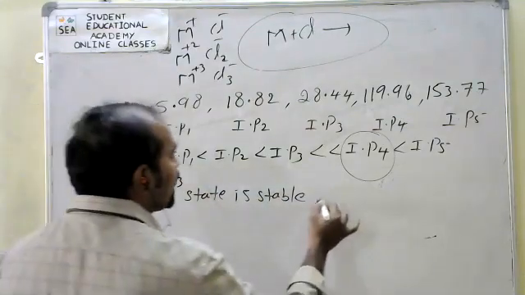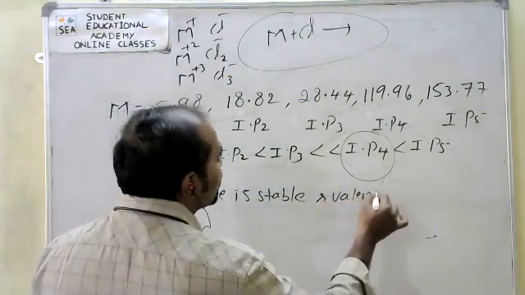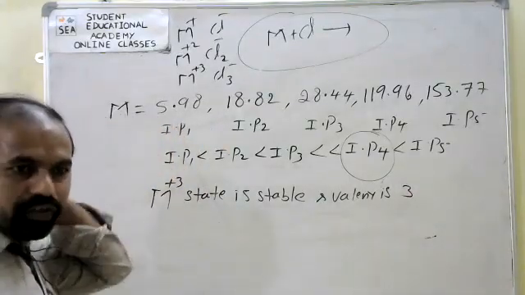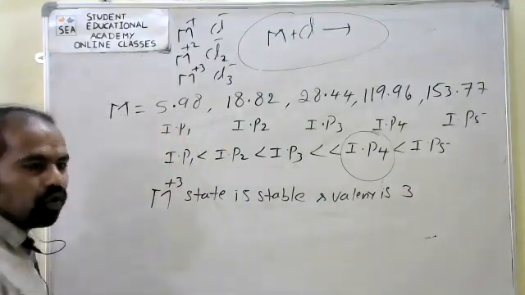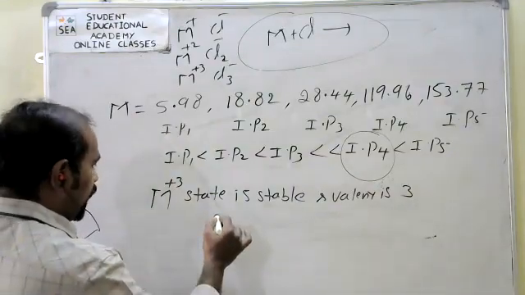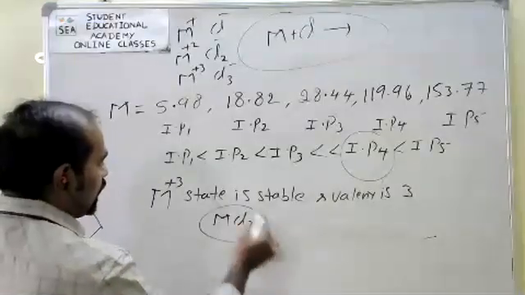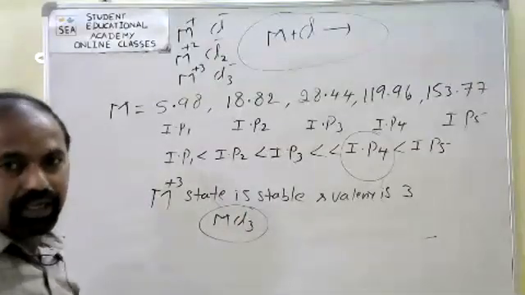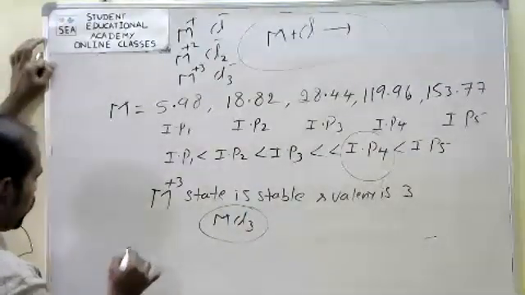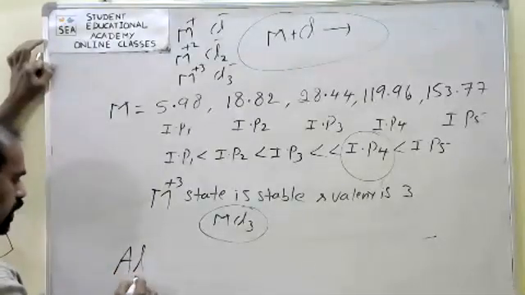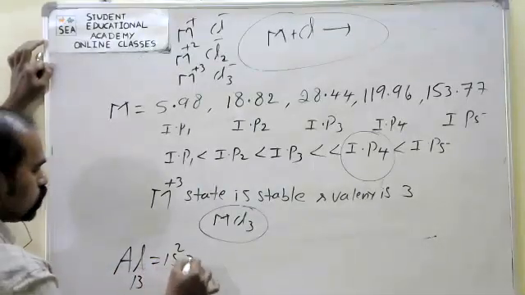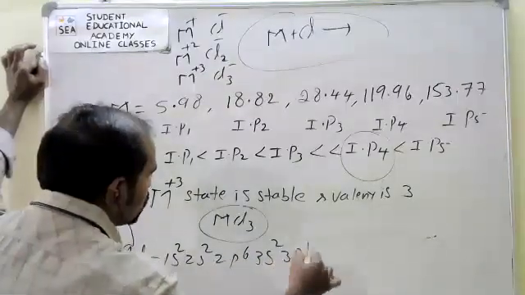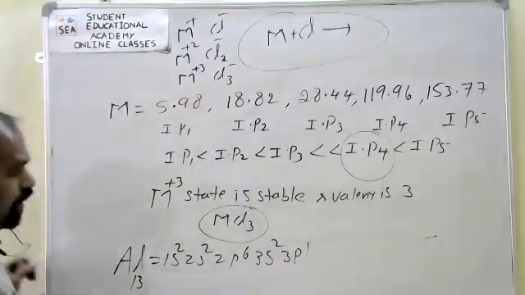And what about the valency? It is 3. Therefore, the formula of the chloride of M is MCl3, because +3 valency, 3 into -1 is -3. Otherwise, for a simple example, we can take aluminum: 1s2, 2s2, 2p6, 3s2, 3p1. The same example applies.